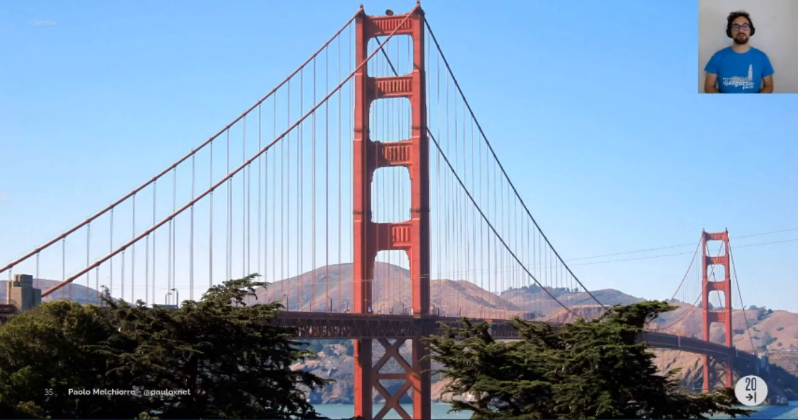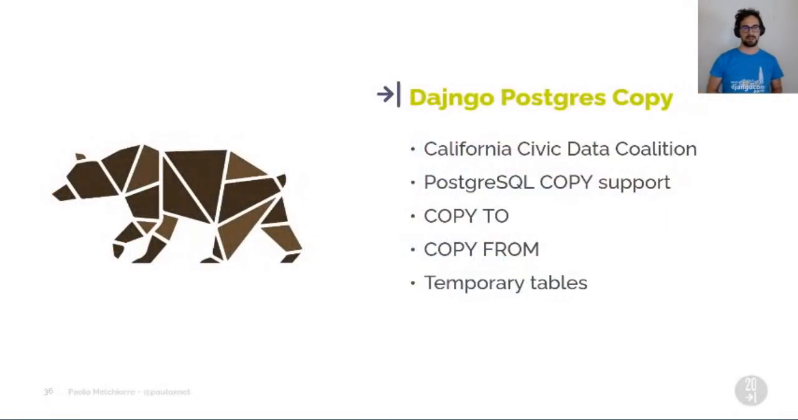I took this other photo in San Francisco. We are now virtually moving to California because the package we are going to talk about is provided by the California Civic Data Coalition, an open source network of journalists and computer programmers for news organizations across America. Django PostgreSQL is a Python package to quickly import and export delimited data with Django support for PostgreSQL commands.